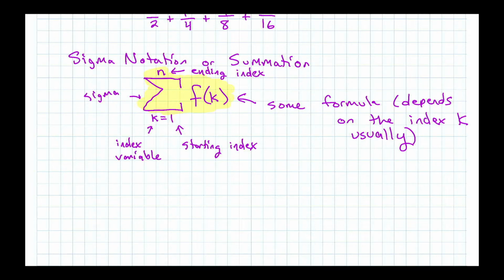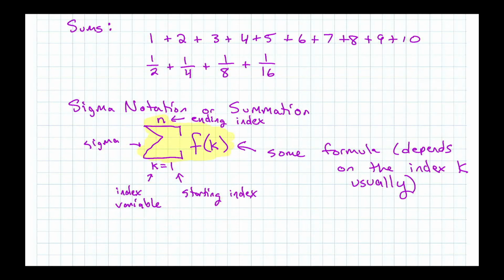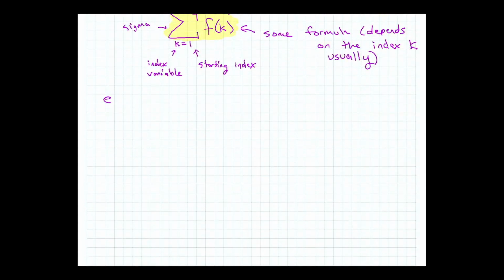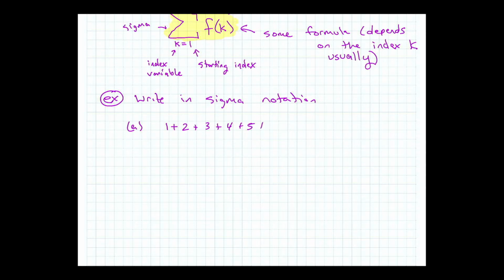And so this right here is your sigma notation. Now, what does it mean? Well, let's try to write these sums up here in this format. For the first example, we want to write in sigma notation the first sum, which was 1 plus 2 plus 3 plus 4 plus 5 plus 6 plus 7 plus 8 plus 9 plus 10.